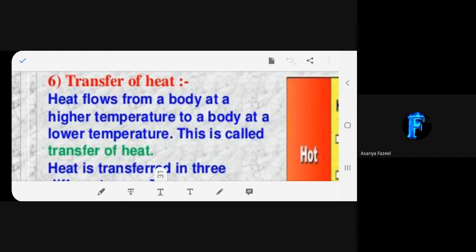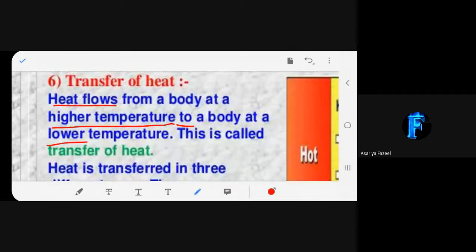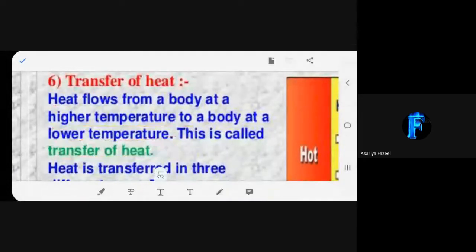So what is transfer of heat, beta? The heat is flowing from higher temperature to lower temperature. So heat is moving from high to low temperature. This is called transfer of heat. So heat is being transferred from hot body to cold body. How is it transferred? Let's see one by one.